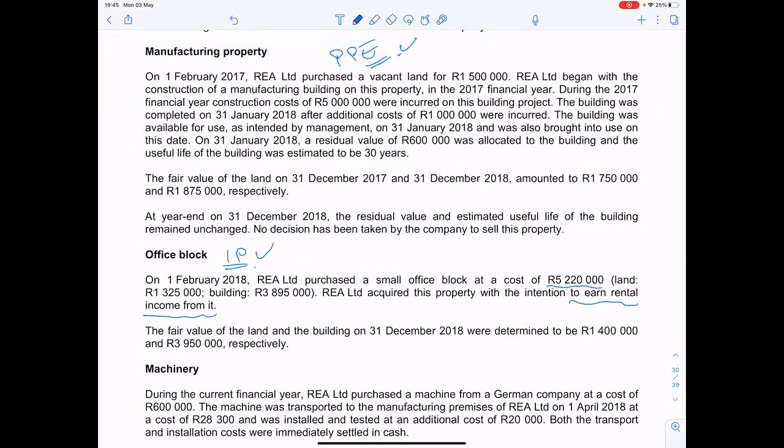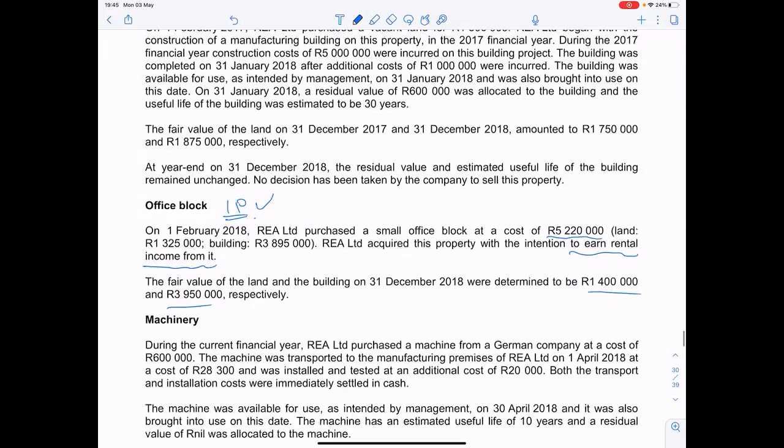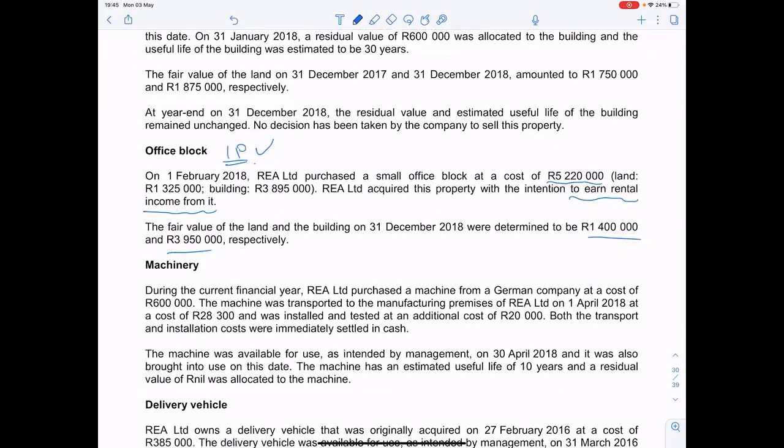Right? Then we come to, so the fair values of the land and of the building were determined to be 1.4 million and 3.9 million respectively. So we have to check if the buildings are going to be shown at fair value or not.